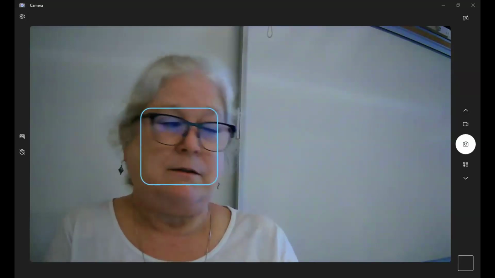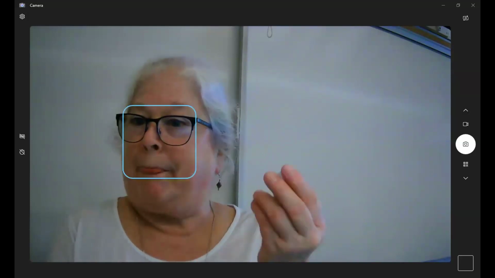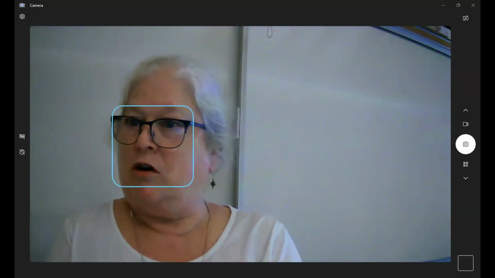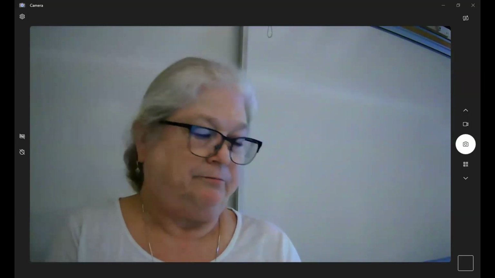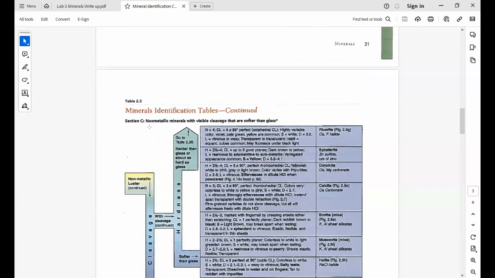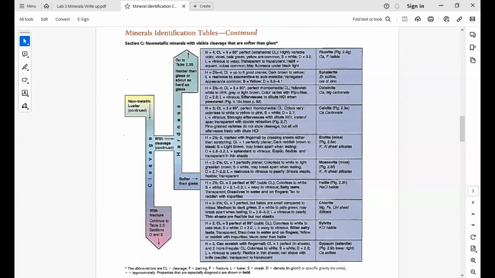Any other properties? Well, if we were to look this up now on our mineral charts, we might find something that we could test. So let's go do that. This is a visible cleavage, softer than glass. Okay. So let's see. Hardness of 2, 2 to 2.5, 2.5 to 3. That was biotite. So it's okay.